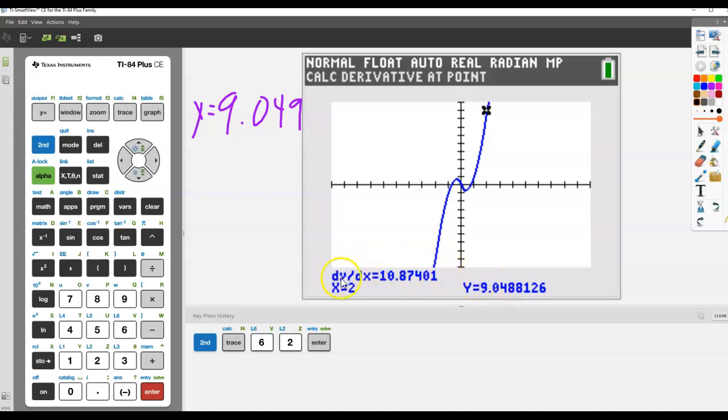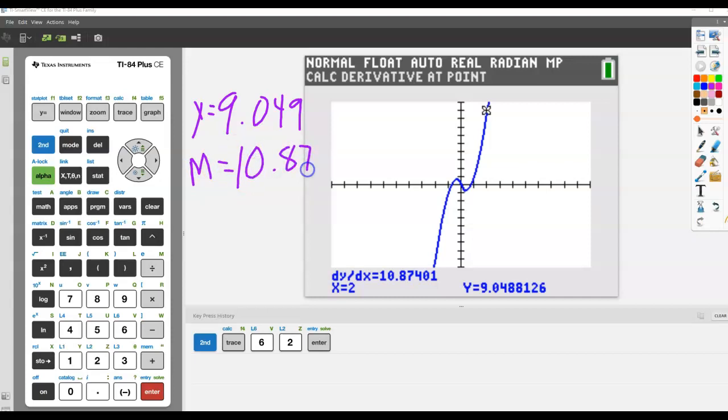But anyway, right here is your slope, 10.87401. So I'm going to write that up here. My slope is 10.874. I'm going to stop at that third number after the decimal, and this time I'm going to keep it as 4 because the number after the 4 is less than 5. And so we have everything we need. We know the x value we're working with is 2. We know the y value is that.